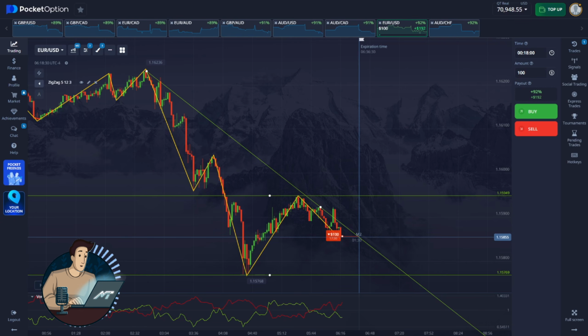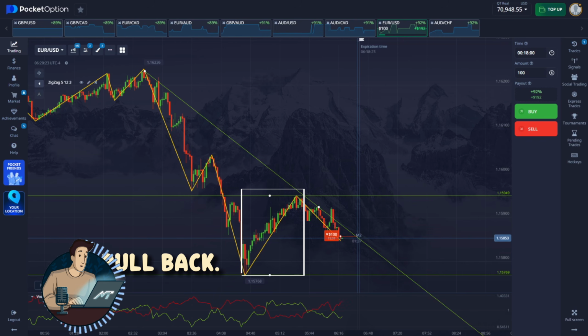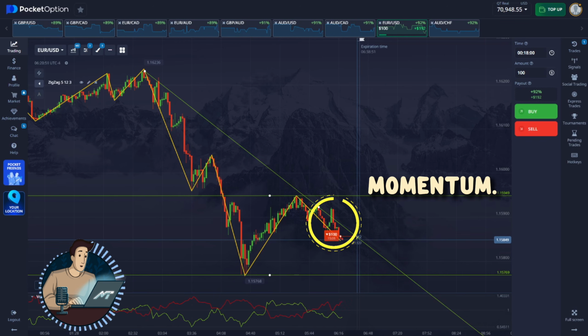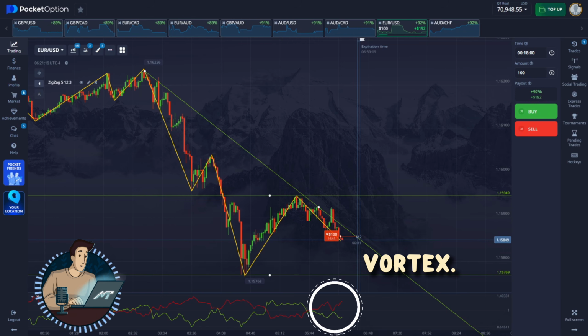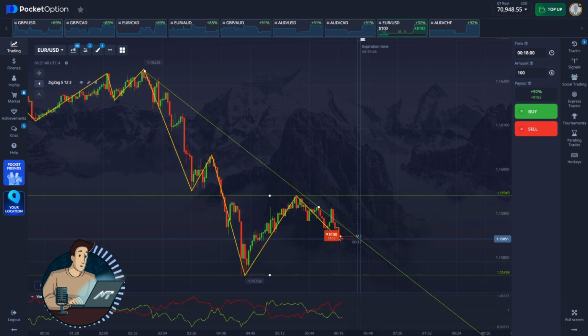The beauty of this system, it filters out the weak phases. You're not just jumping in because, oh, looks like a trend. You're waiting for the pullback, the candle signal, and then the Vortex confirmation. That's what makes it clean.